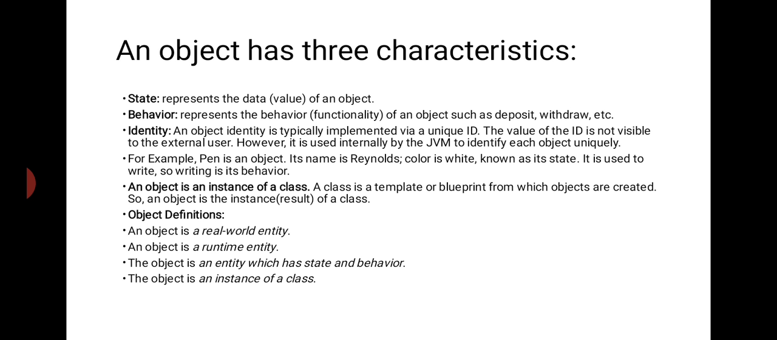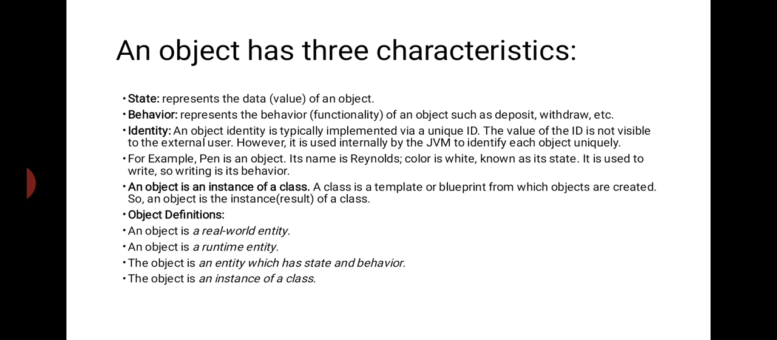An object has three characteristics: state, behavior, and identity. The value given to the object is known as a state. Behavior specifies what function the object is going to perform. Identity: each object has a unique identity, but it is invisible to the external user. However, it is internally used by the JVM to identify each and every object.